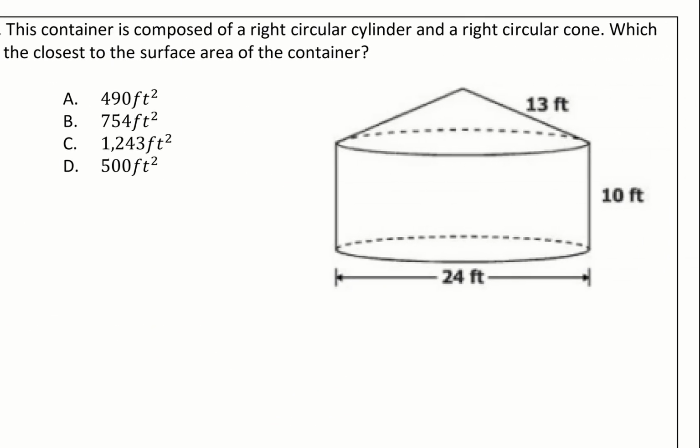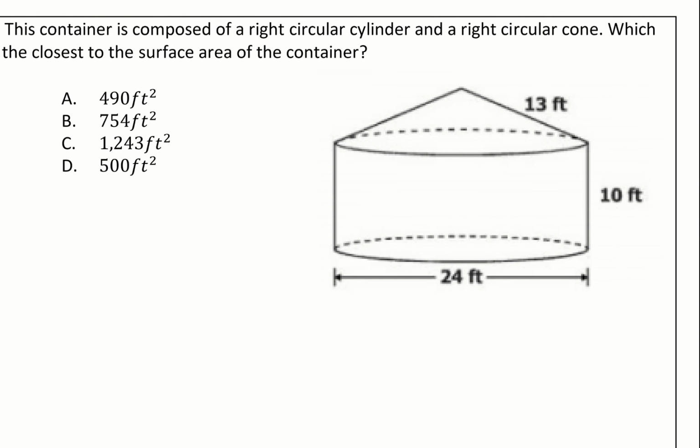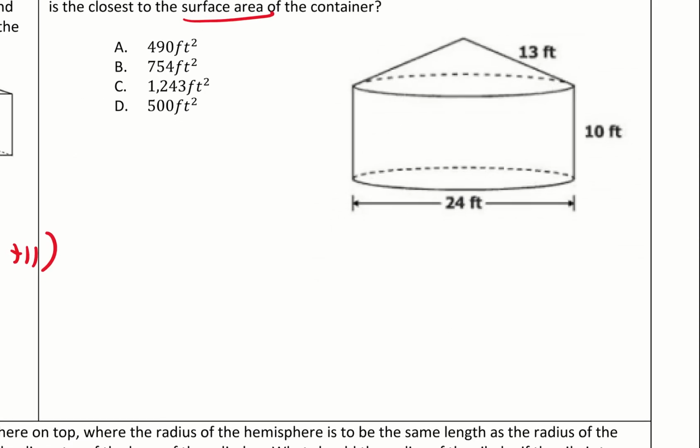Number 2, you have a right circular cylinder and a right circular cone. Which is closest to the surface area? Okay, so first off, this number here should say 452, and this number here should say 1696, okay? So a little typo there. So let's go ahead and find the surface area.